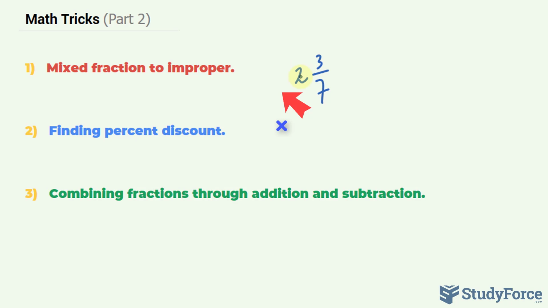7 times 2, the product of that, which is 14, is added to the number at the top. 14 plus 3 is 17 over 7. That's it. That's all it takes. So just to make sure that you understand, this fraction is the exact same thing as 17 over 7.